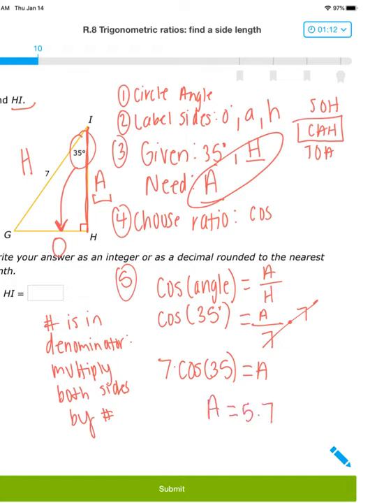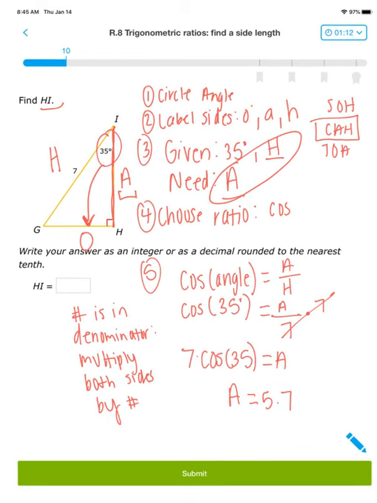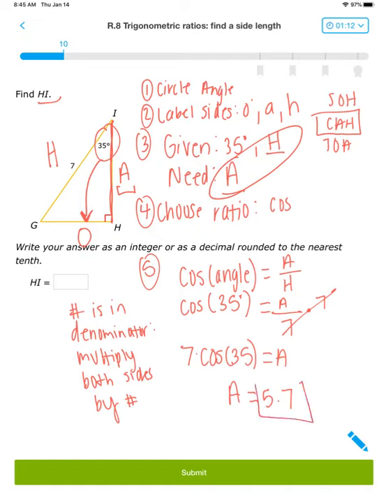It's about 5.734. But IXL wants us to round to the nearest tenth. So I would say 5.7. Okay, so that's exactly what you would type in for a problem like that. I'm going to do one more problem with you, and then there's one other one on this video that's going to have just work written in, and I will post that as a PDF so you guys can see the work.